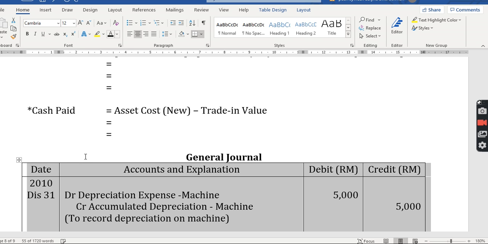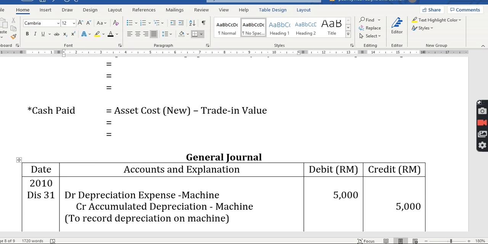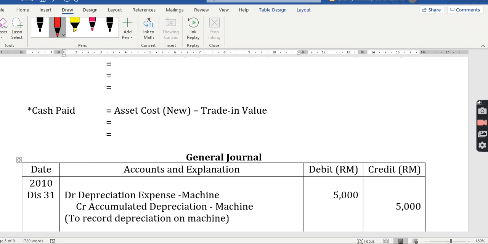So my first transaction, on the 31st of December 2010, debit depreciation expense and credit accumulated depreciation with the amount of 5,000. Why am I doing this? Sebab saya guna monthly basis. So monthly basis, I kena kira hingga the day of the transaction. Saya jual 31st December. That means the item is used for 12 months, 12 upon 12. So it's 5,000 per year, right?